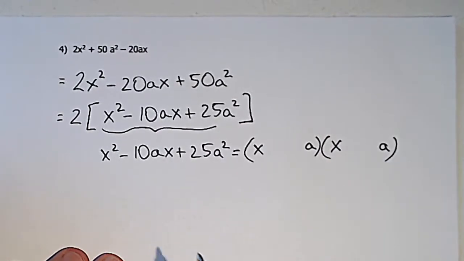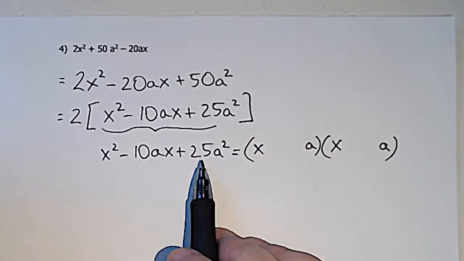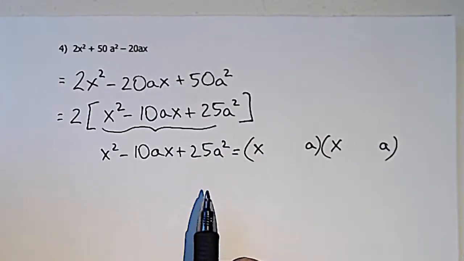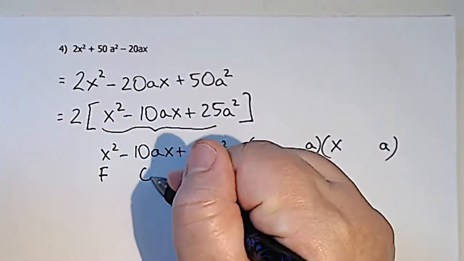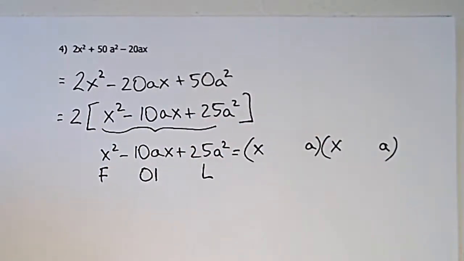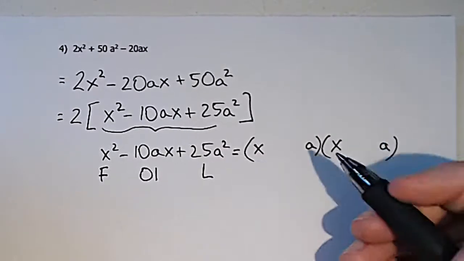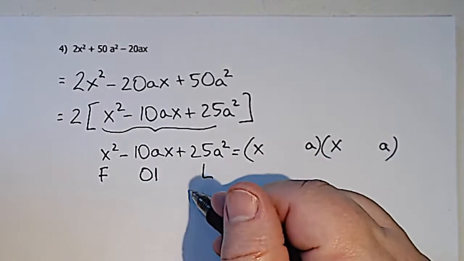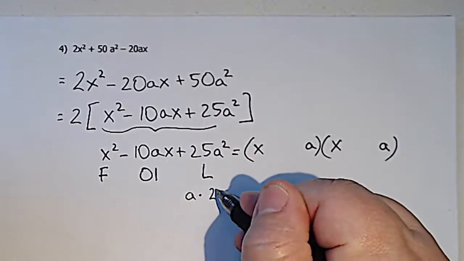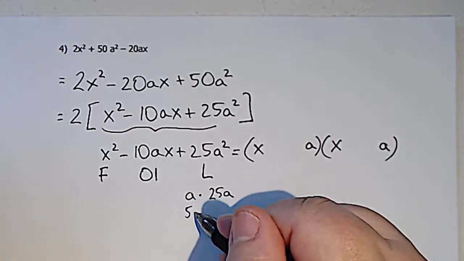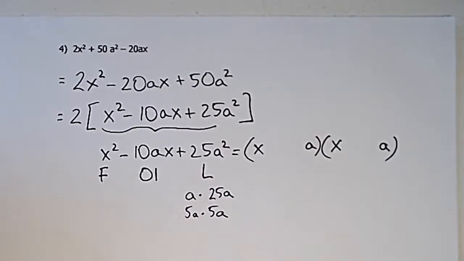Now, the good news here is that in terms of trial and error, remember we talked about this, this becomes the F, this becomes the OI, and this becomes the L in the FOIL when we've multiplied out. I'm going to look for things that multiply to give me 25a squared. And my options are, well, a times 25a or 5a times 5a. 25 doesn't break down that many ways. So I could try either of these. I think I'm going to try the 5a and the 5a.